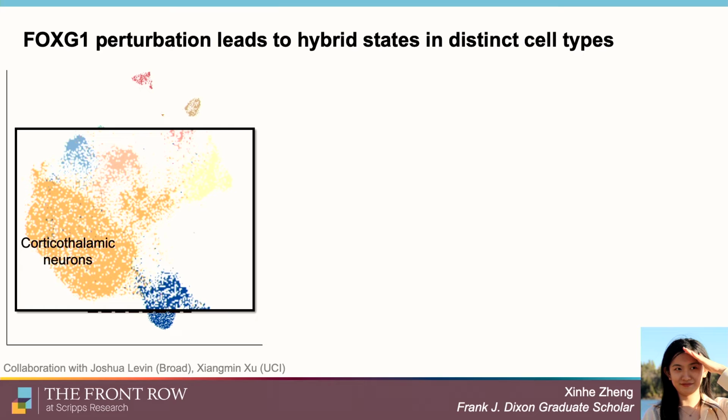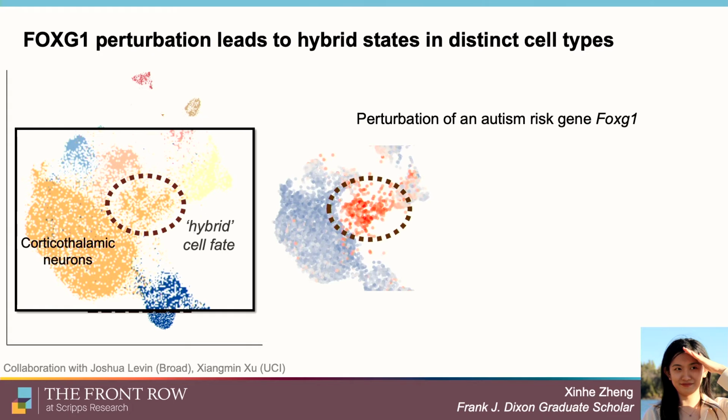But what we found out is that this class of orange cells, the corticothalamic neuron, seems to have a little bit of a population that deviates from its main sort of village clusters. And we found out that this hybrid cell fate was actually caused by the perturbation of a risk gene, FOXG1, which is a key gene in intellectual disability and autism. So we use machine learning tools to really show that, indeed, this cluster of cells shown here on the left that acquire a hybrid state are actually caused by and linked with the perturbation of FOXG1.